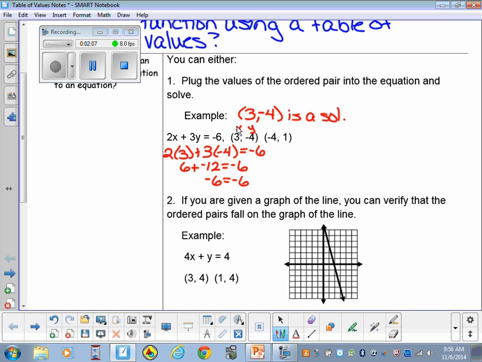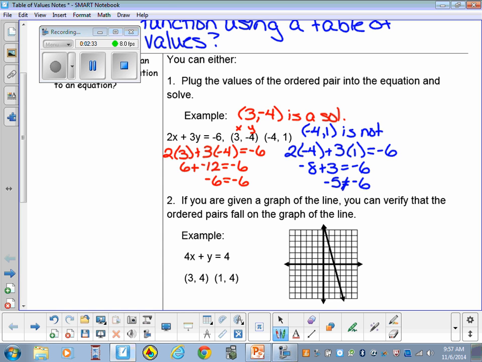Let's check the next one. 2 times -4 plus 3 times 1, -8. Uh-oh. -5 does not equal -6. So (-4, 1) is not a solution.